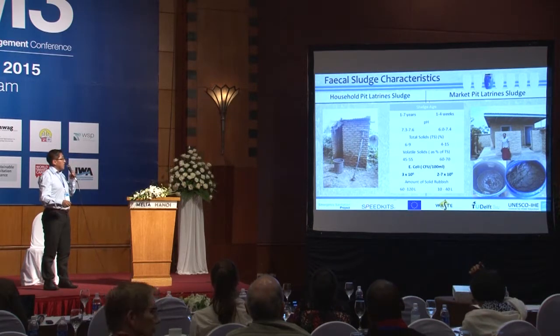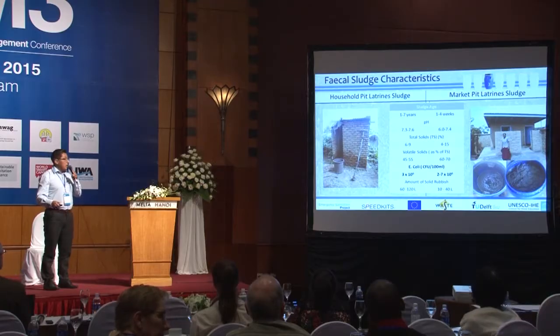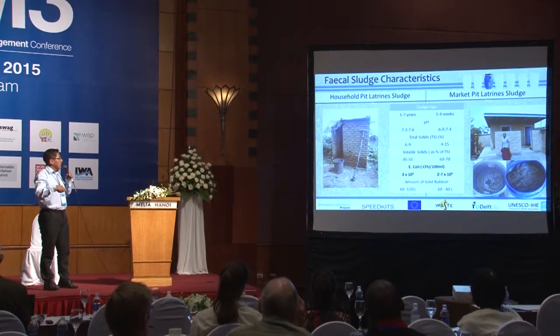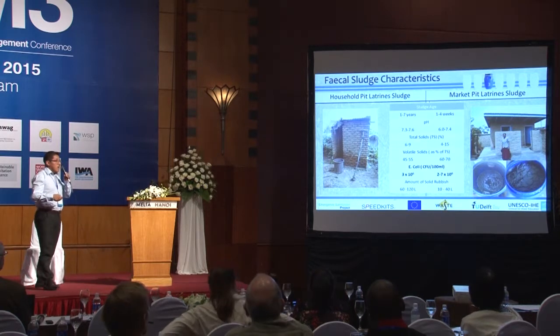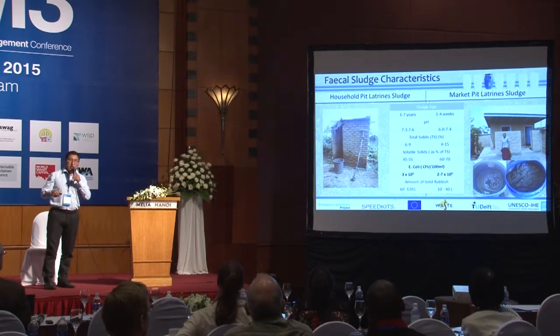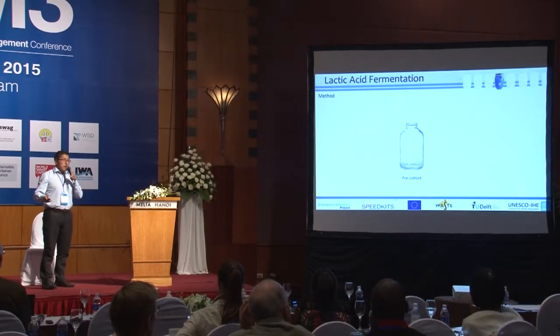The main differences, of course, are the volatile solids. As you can see, there's a high concentration of volatile solids in the market latrines, and also the E. coli concentration. We used E. coli to check the pathogens. Well, let me talk about the three methods that we tested.